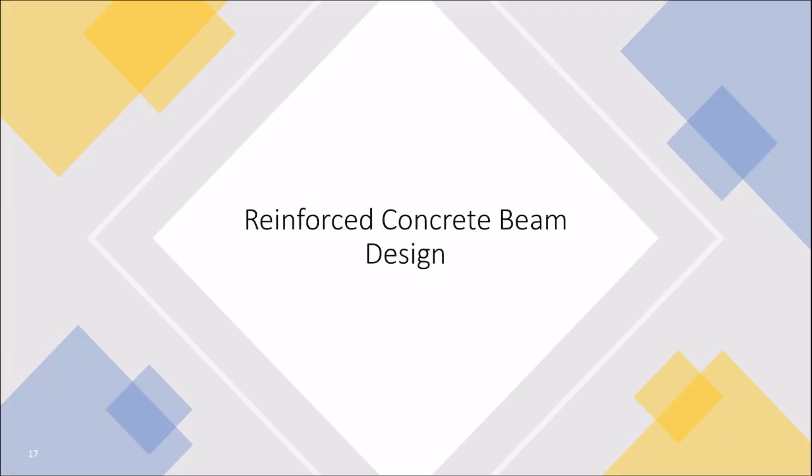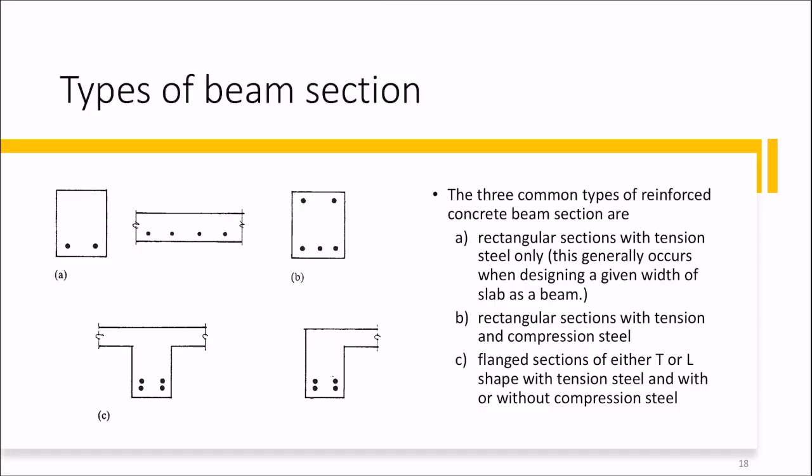Now we look at the reinforced concrete beam design. Types of beam section. Three common types of reinforced concrete beam section are: the first one is rectangular section with tension steel only. This is the cross-section view. Maksudnya, you potong reinforced concrete beam tu, you will get this kind of view. This generally occurs when designing a given width of slab as a beam.